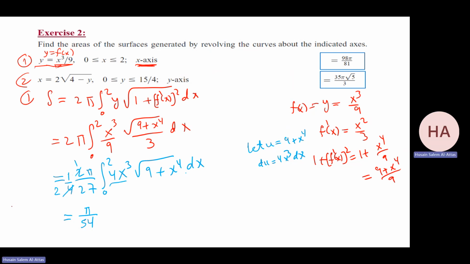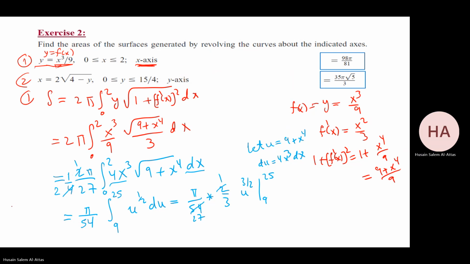This would be my du, so it will be integral from where to where? 0 gives me 9, 2 gives me what? 9 plus 16, 25. Okay, u to the power half, du. That will be π over 54 times what? The integral of this, 2 over 3, u to the power 3 over 2, from 9 to 25. Okay, this is 1, this is 27.